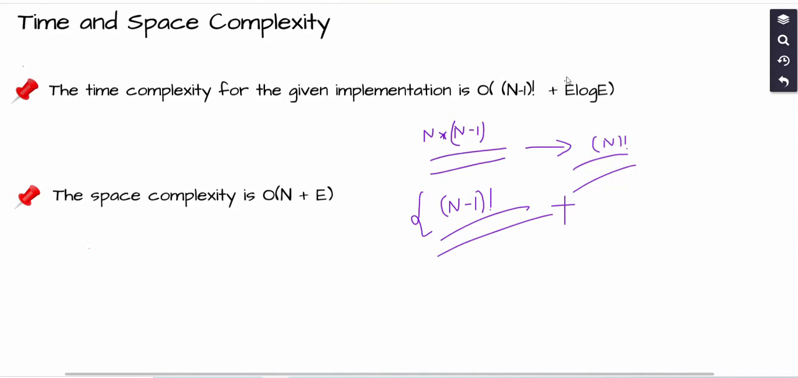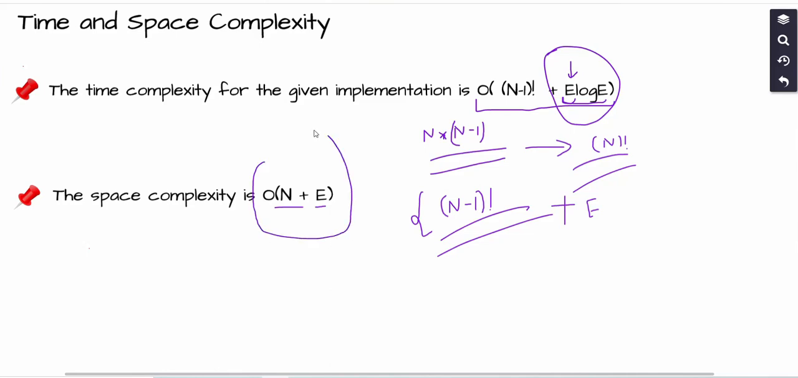Plus, I'm sorting the edges for each node, and let's say we have e edges for any typical node, then it would take me e log e time complexity for sorting those edges, and that is going to add e log e time complexity here. Hence, the overall time complexity becomes big O of (n minus 1) factorial plus e log e, while the space complexity is big O of n plus e because of using my signal received at array.